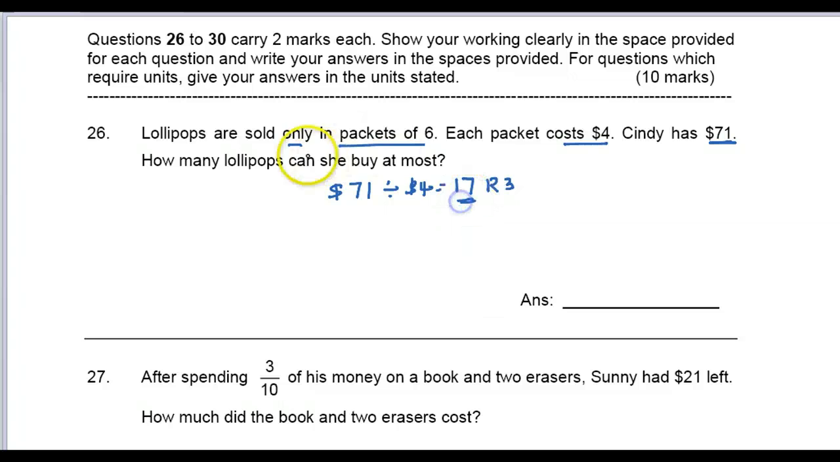So 17 packets, where I know one packet is 6. So 17 times 6, and my answer would be 102. So there are 102 lollipops.